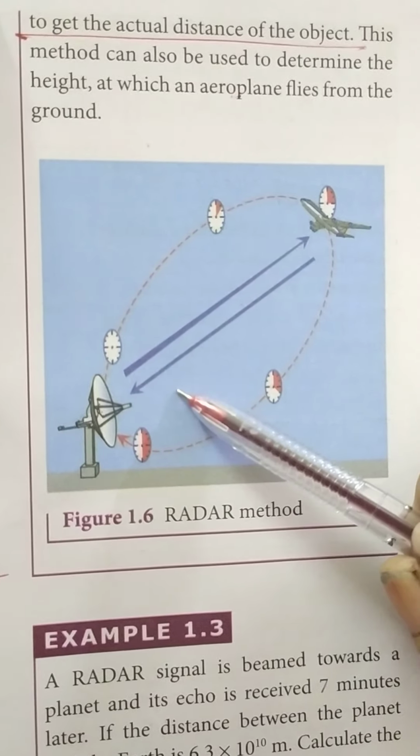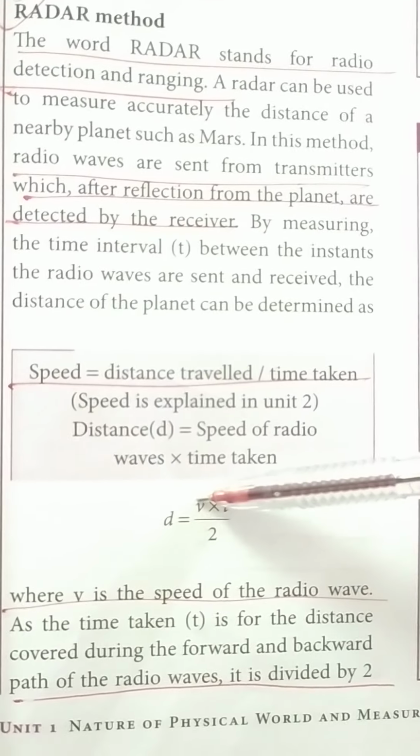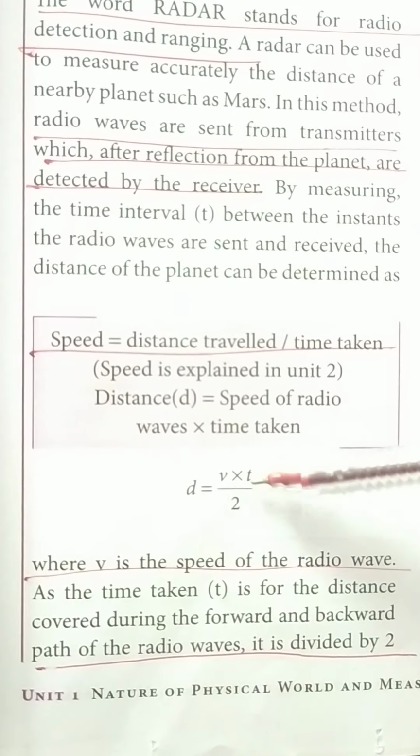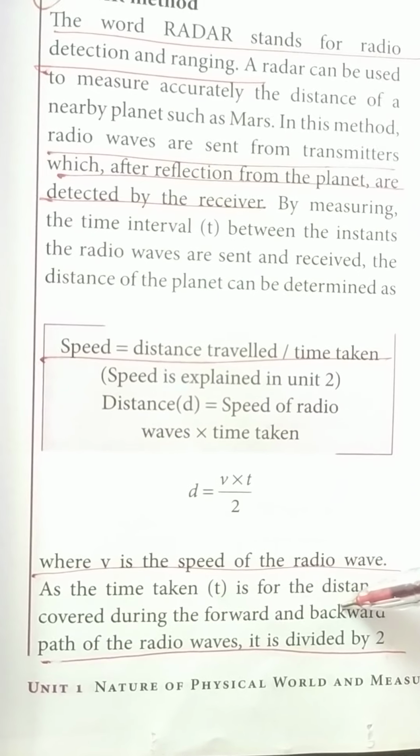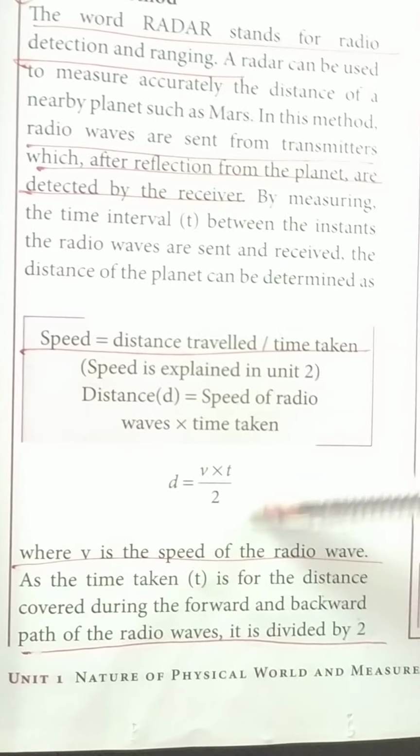Here you know the formula for speed. Speed is distance traveled by time taken, or otherwise you can write distance is equal to speed of radio waves into time taken. So usually d is equal to vt by 2, where v is the speed of the wave and t is the time taken. It is divided by 2 because you have to consider the forward and backward path of the radio wave. So it is divided by 2. This is a very simple formula.